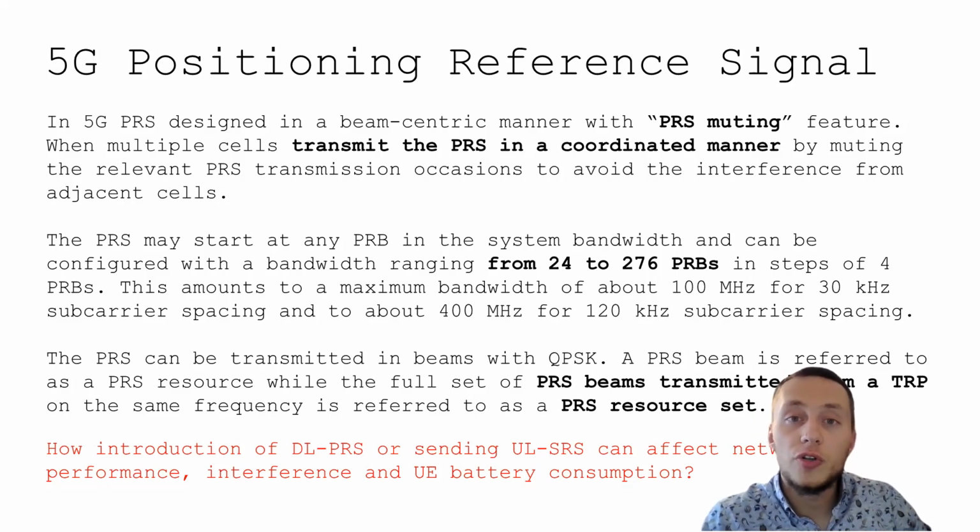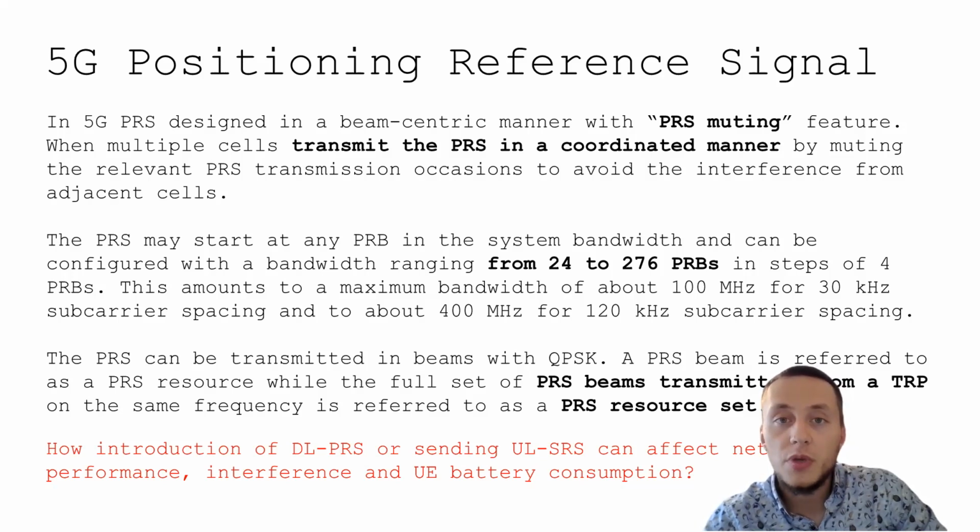The PRS resource sets are transmitted per each transmission point for each beam. And I think with the introduction of that signal, multiple questions can be raised. For example, how downlink PRS and additional sending of sounding reference signals from user equipment can affect performance, influence the interference level in the network, and battery consumption. How transmitting PRS can influence capacity in downlink, because some of the resource elements should be dedicated for transmitting that signal. I think these are also questions that should be taken into account.